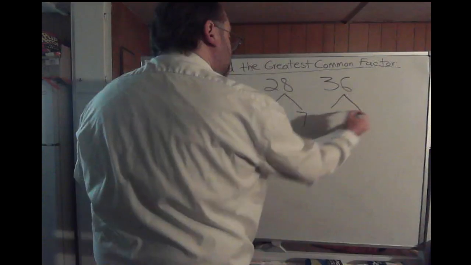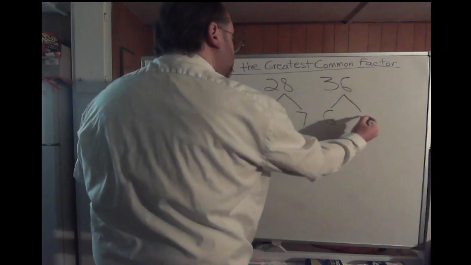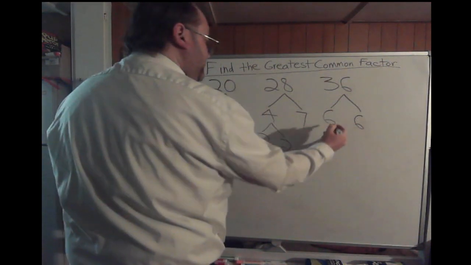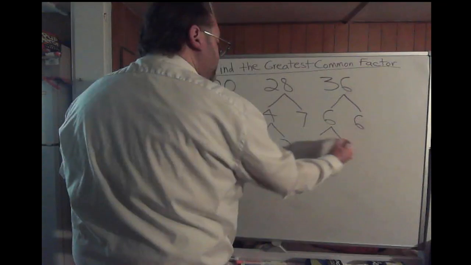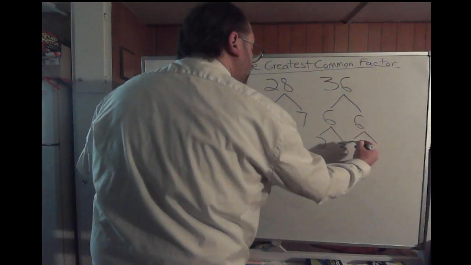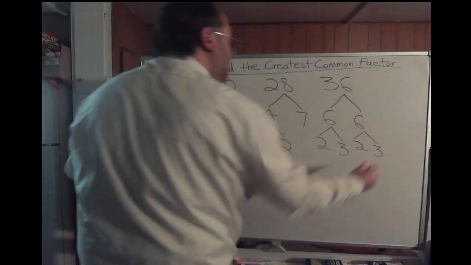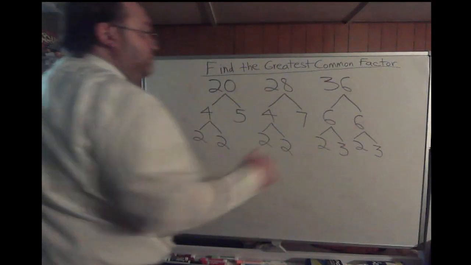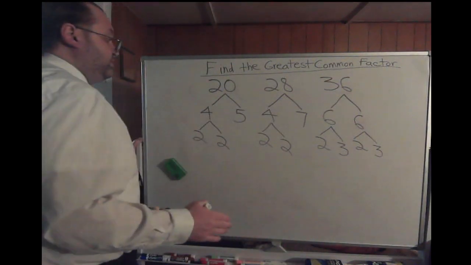Now how about 36? Well, let's do 6 and 6. Each of those will factor further into 2 and 3. Each of those factor further. 2 and 3 are the factors. Okay? We can't factor 36 any further.